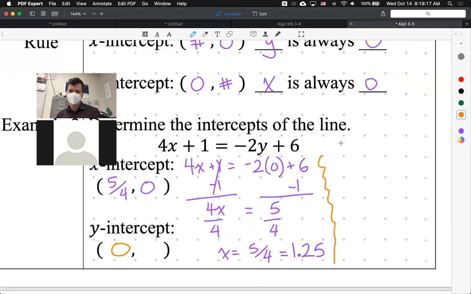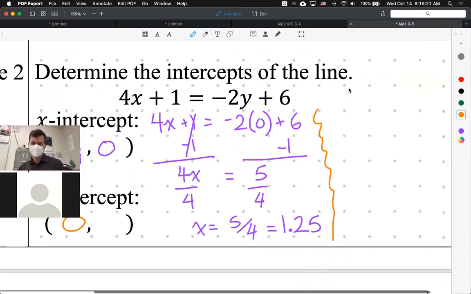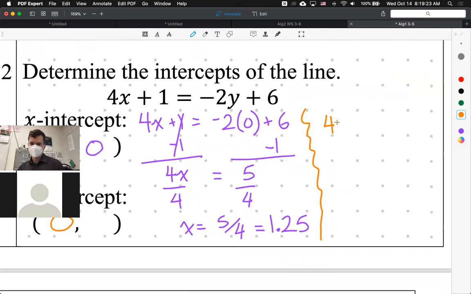So 4 times 0 plus 1 equals... Rest of it, yeah, negative 2y plus 6. Yeah, and there's our substitution. Did you want to boil it down or do you want to give it to someone else?